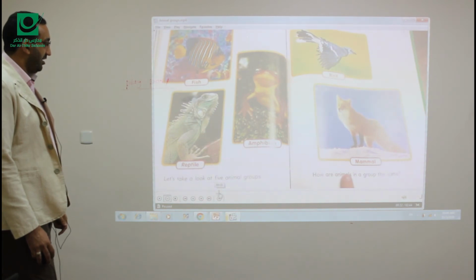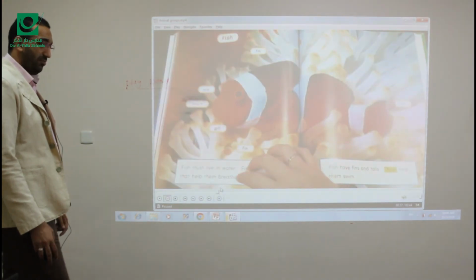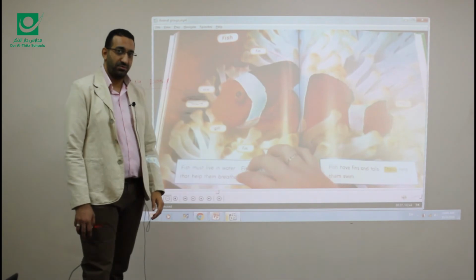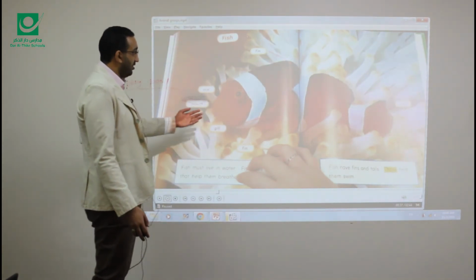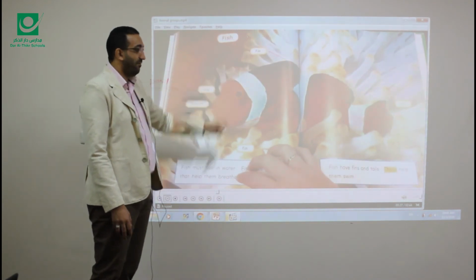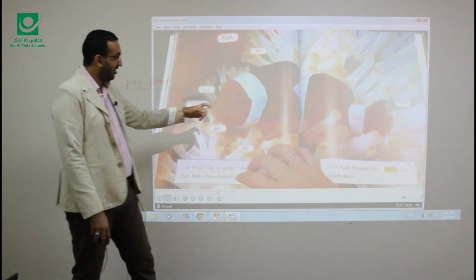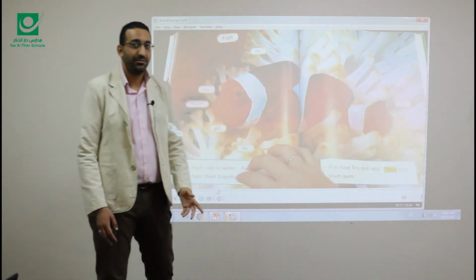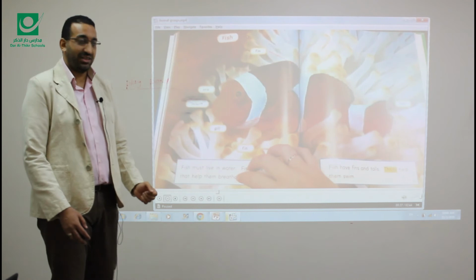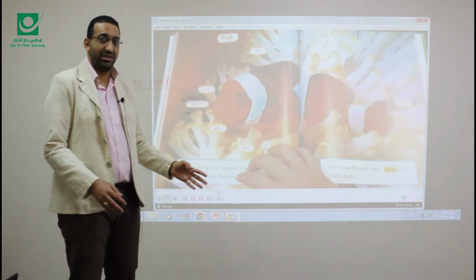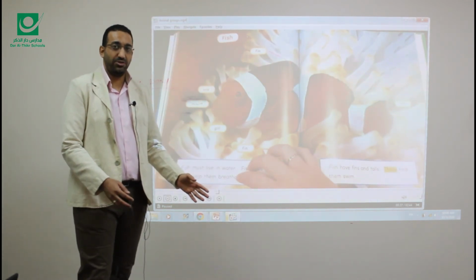If we look here, that's the first group, fish. What are the features for fish? For example, we are going to find they have fins. And if we look here, fins. What is a fin? And how can it help fish? Exactly, this is like the hands for the fish, because it helps them to swim.